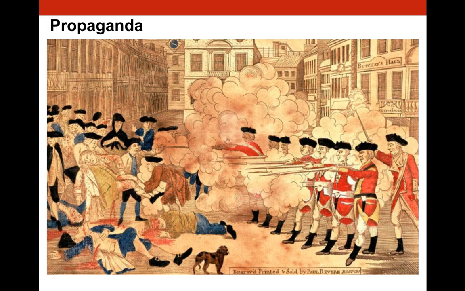So propaganda is a huge piece of the American Revolution. Propaganda can be shown in images like this. It can be shown in speeches. It can be shown in books and pamphlets. But the spreading of ideas that England is bad, that England is trying to take away our freedom, and that we should become our own country, all of those ideas will be spread through different propaganda.